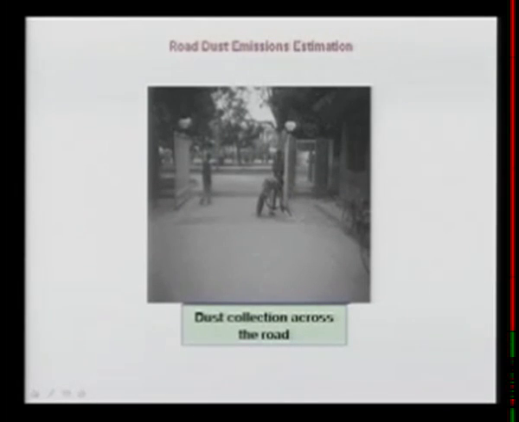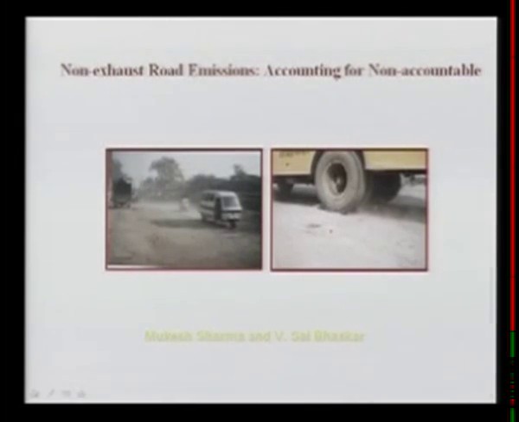Okay, let's further go and see how one can estimate the road dust. The picture here shows how one can estimate the emissions that will be caused because of the movement of vehicles onto the road, because this can be a major source both in the urban area as well as in the industrial area, because lots of trucks are moving. We want to find out the non-exhaust road emissions, and this is typically the situation we find a lot in our Indian conditions.